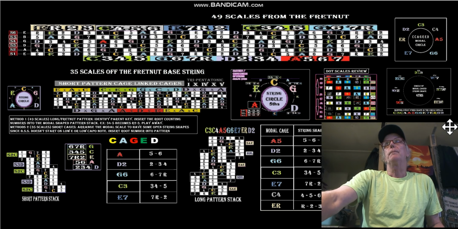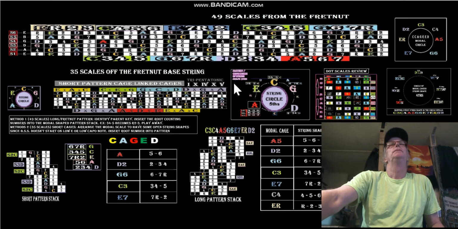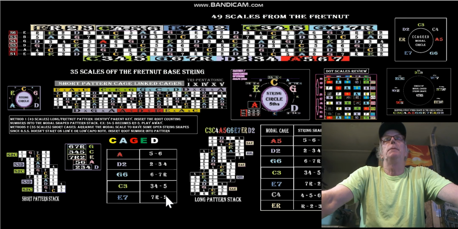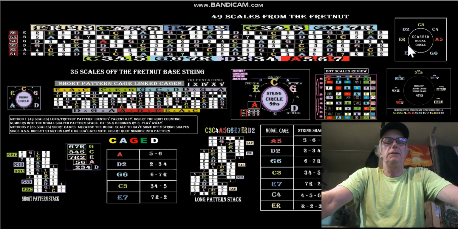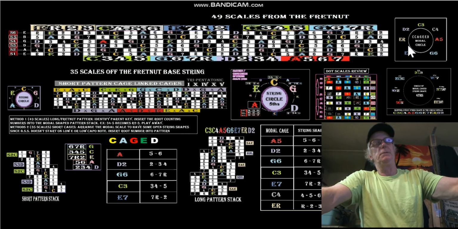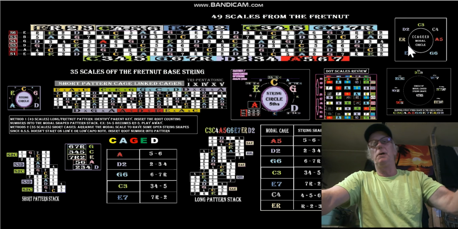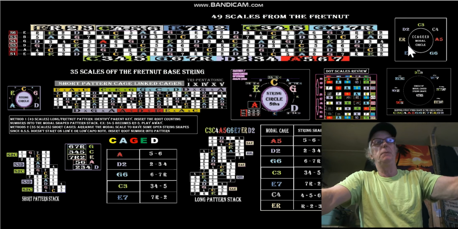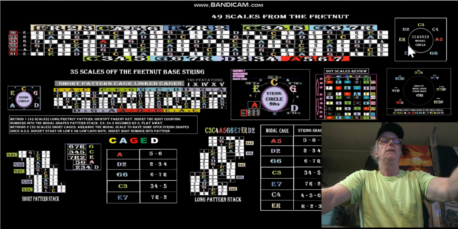So what we have here is the background information we need. I need to explain this to you. And what are we going to try to accomplish here? I could show you on piano. If we have a C major scale, and we want to play a D minor scale, that would be your Dorian scale.